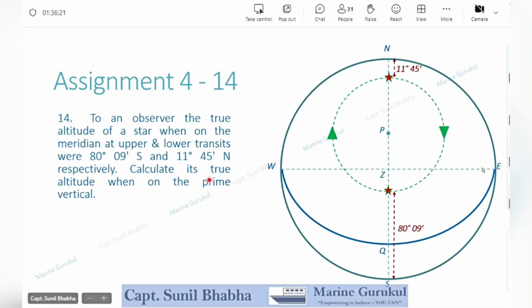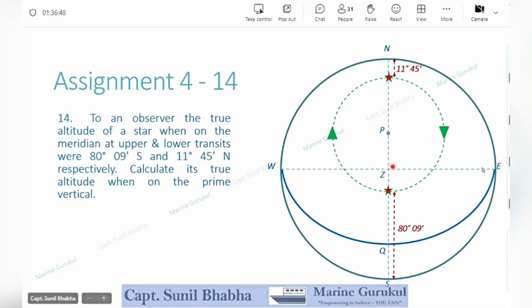Now they have asked us to calculate the true altitude of the star when it is on the prime vertical circle. Now what is this prime vertical circle? Prime vertical circle is the vertical circle passing from east and west points. So in this rational horizon diagram, the line WZE represents the prime vertical circle.